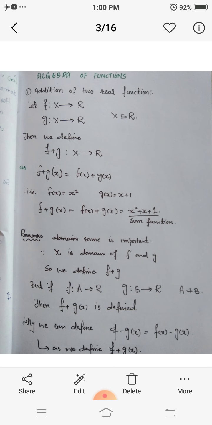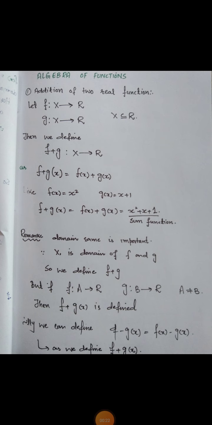Today we are going to discuss the algebra of functions, or simply the algebra of two functions. Algebra means addition, subtraction, multiplication or division. Now, addition of two real functions. Real functions means those functions whose domain is the set of real numbers or a subset of real numbers.